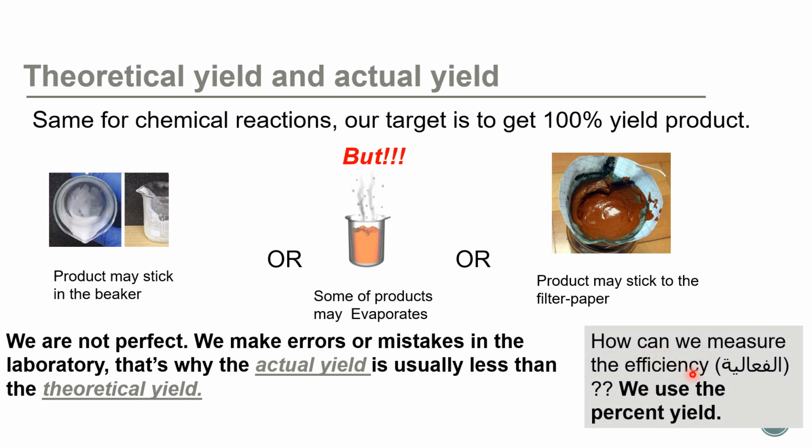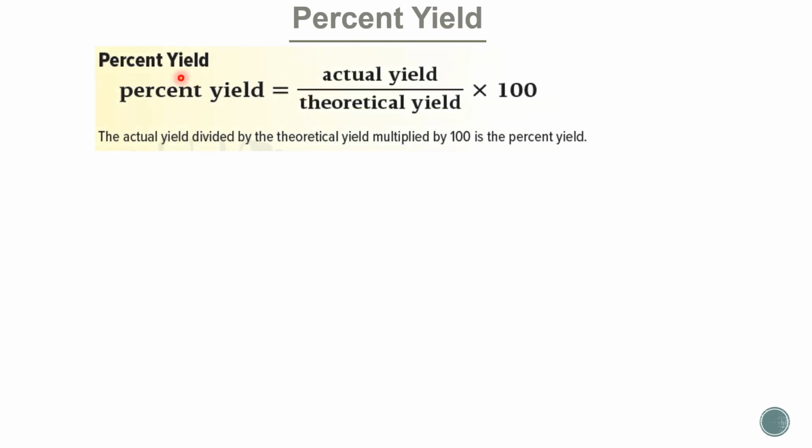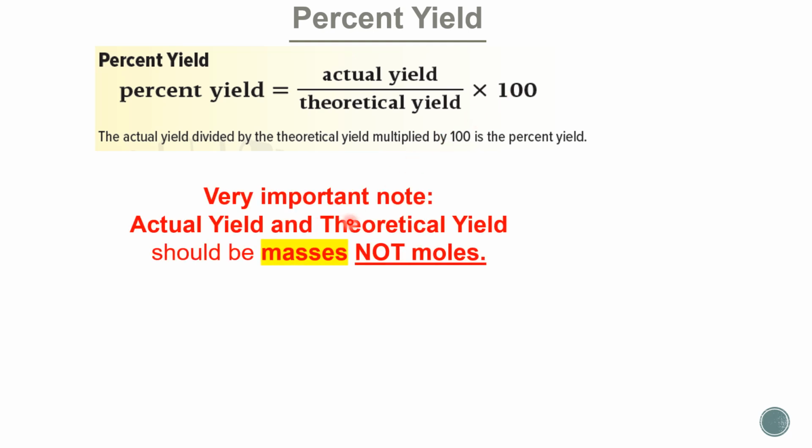Now, how can we measure the efficiency of the reaction? We use the percent yield. What is the equation for the percent yield? The percent yield equals actual yield divided by theoretical yield times 100. Okay? It's very important, the actual yield and theoretical yield, هاي الأرقام هني should be masses not moles. يعني الماس بالجرام أو كيلوغرام. لكن اثنيناتهم لازم يكونوا نفس الوحدة. Okay? Not moles.